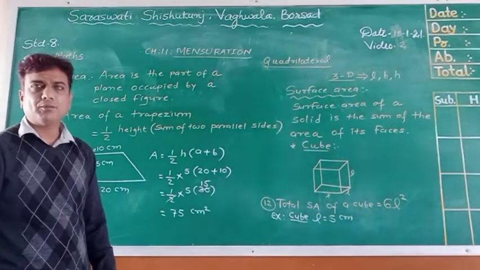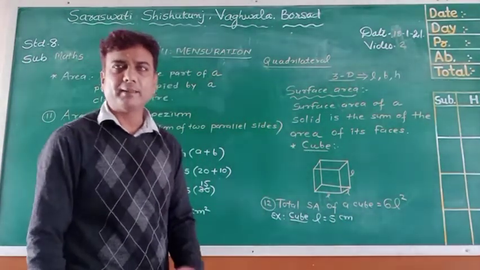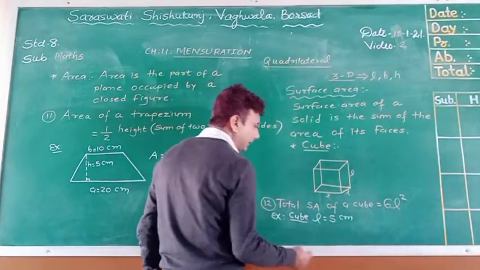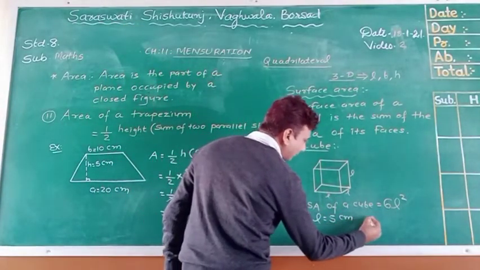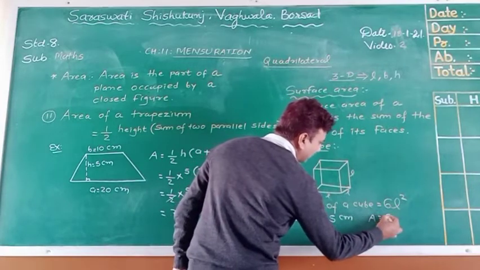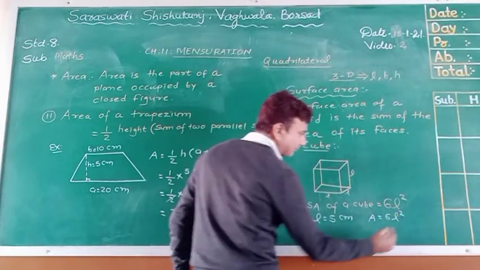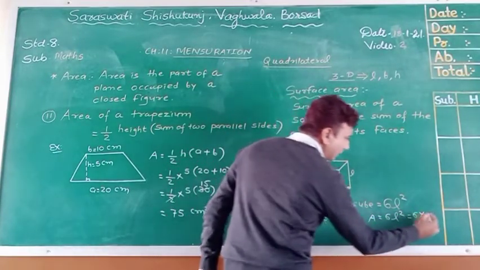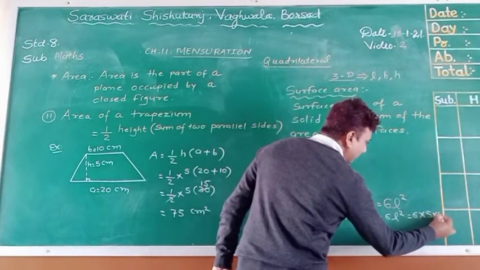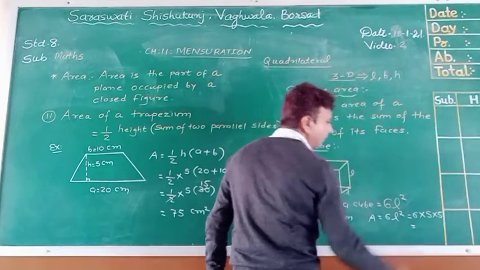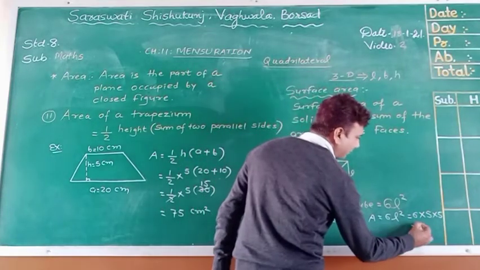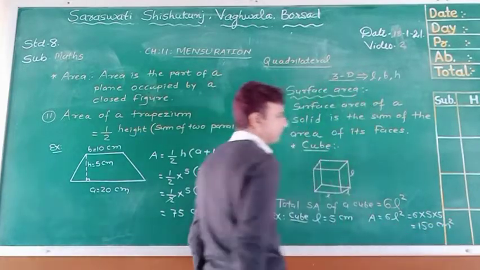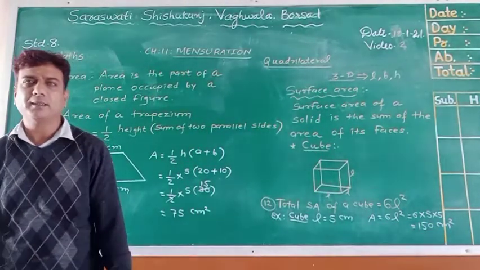Side measurement given 5 cm and they asked to find surface area of cube. So simple, we can use this formula. Surface area of cube equal to 6L square. 6L already given 5 and square given, so we will write 6 times 5 times 5. 6 times 5 is 30 and 30 times 5 is 150 centimeter square.